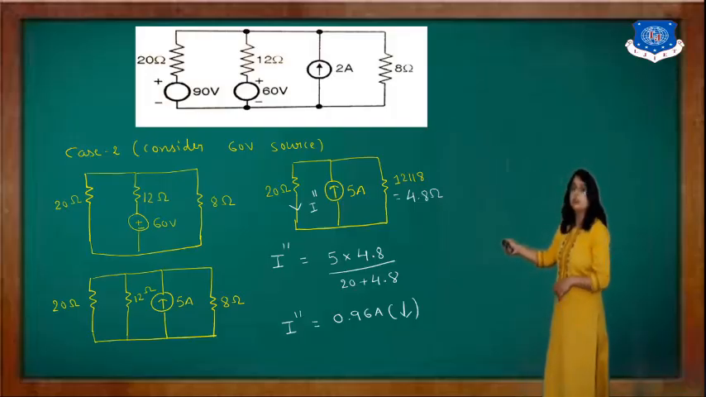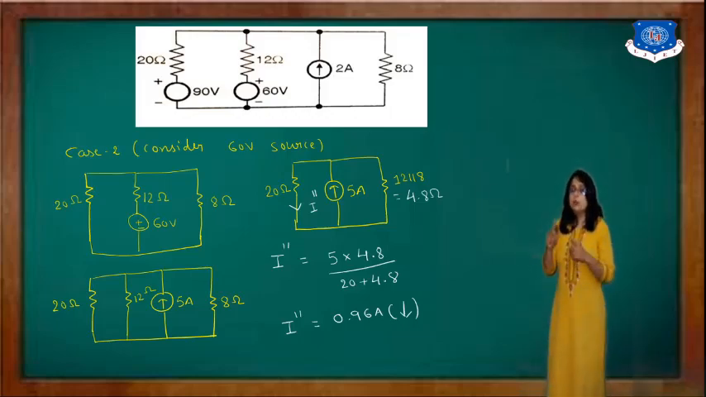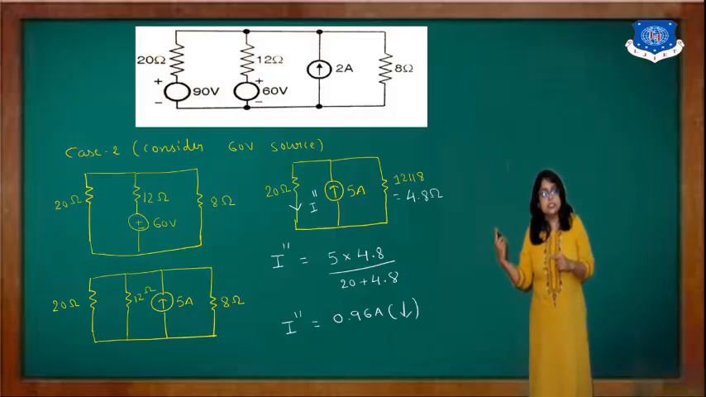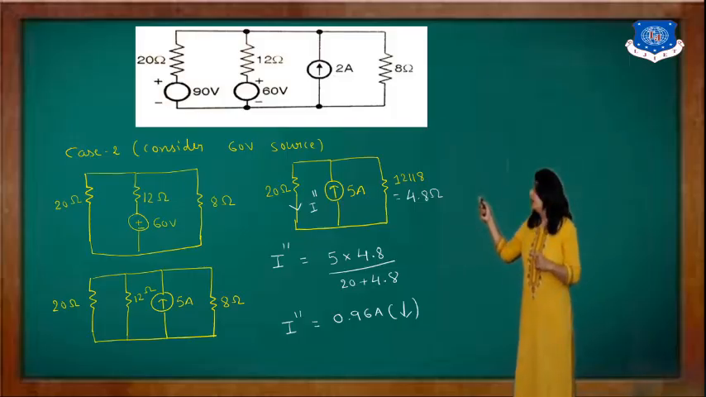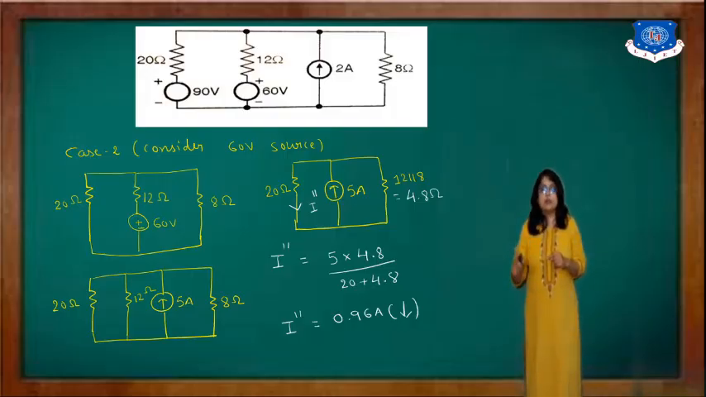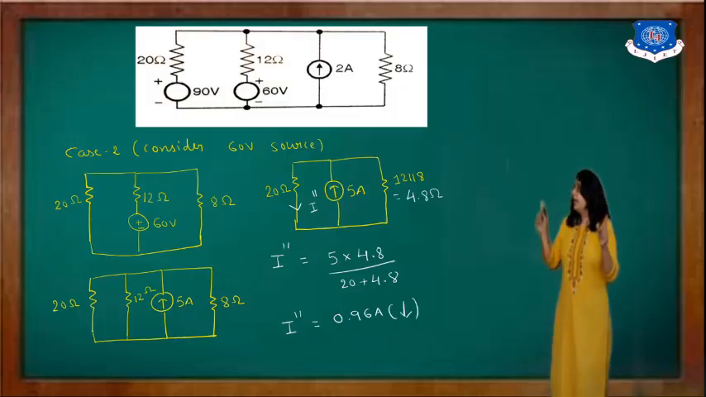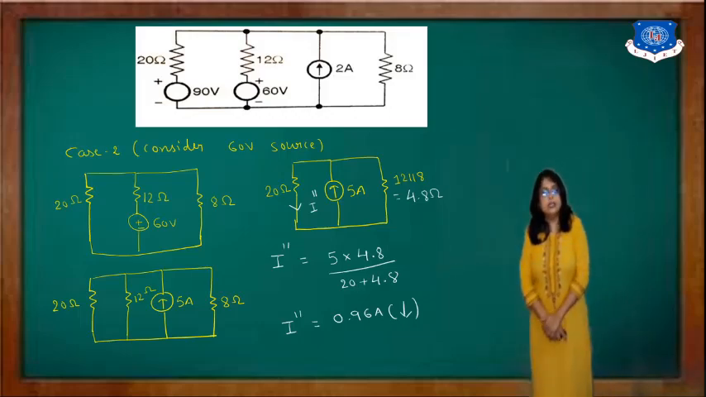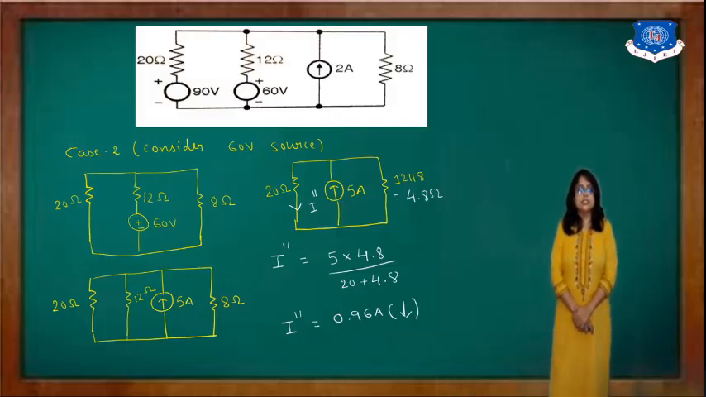First of all, you have to write down the total current. What is the total current? 5 multiplied by the opposite resistor. I am interested in finding the current through the 20 ohm resistor, so the opposite resistor is 4.8 ohm, this one. That's why 5 multiplied by 4.8 divided by the addition of these two resistors, 20 plus 4.8. When you solve this, what do you get? I double dash equals 0.96 ampere.